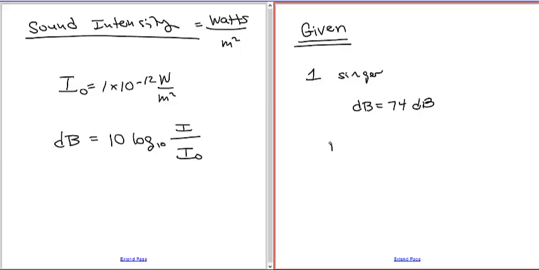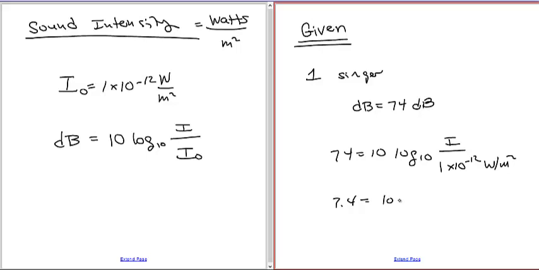So you can calculate the sound level by solving for I. Let's put it in the equation here. So it's 74 is equal to 10 log base 10 of I, which is what we're trying to figure out, over 1 times 10 to the minus 12 watts per meter squared. And decibels don't have units. It's unitless, kind of like radians. Okay, so you'd divide by 10, so you get 7.4 is log base 10 of I over 1 times 10 to the minus 12th watts per meter squared.